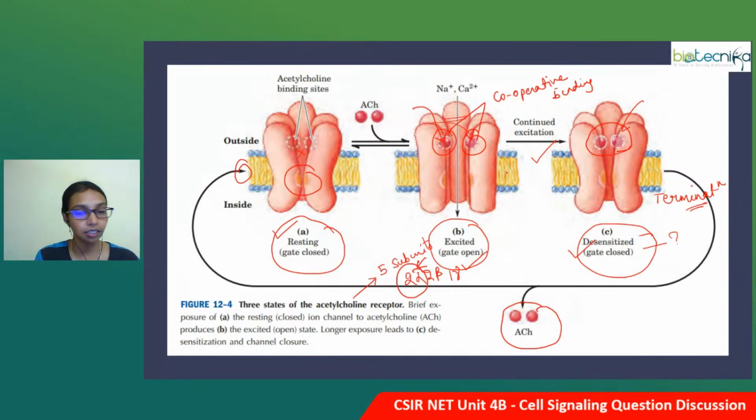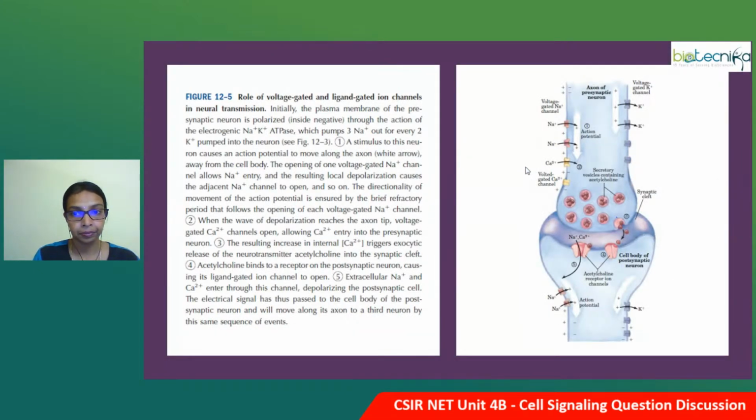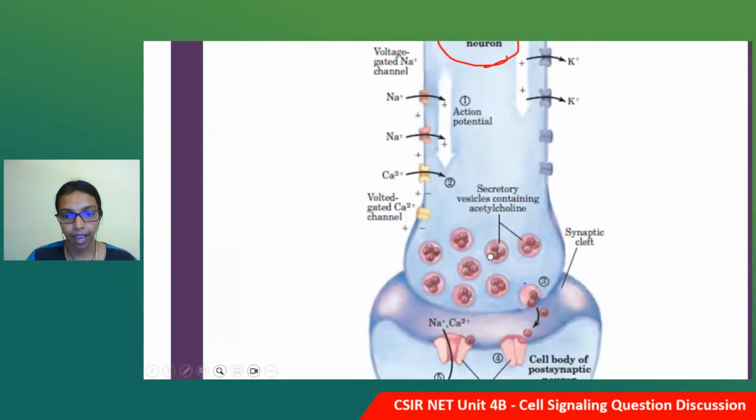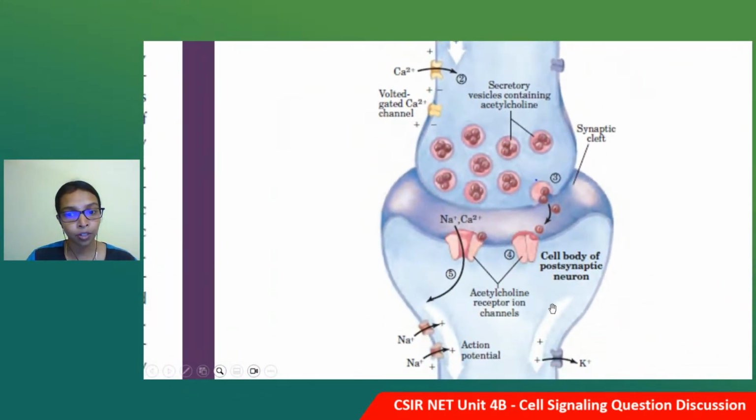Okay, so these are the three different forms of acetylcholine receptor. Now, let's check how exactly the signaling takes place here. If you see, this is the axon of the presynaptic neuron. Let me enlarge this image so that it will be more clear. And this is the cell body of the postsynaptic neuron. The junction between the pre and postsynaptic neuron is known as the synaptic cleft.